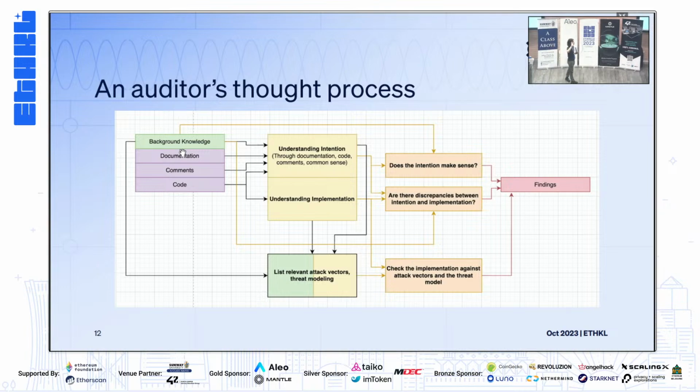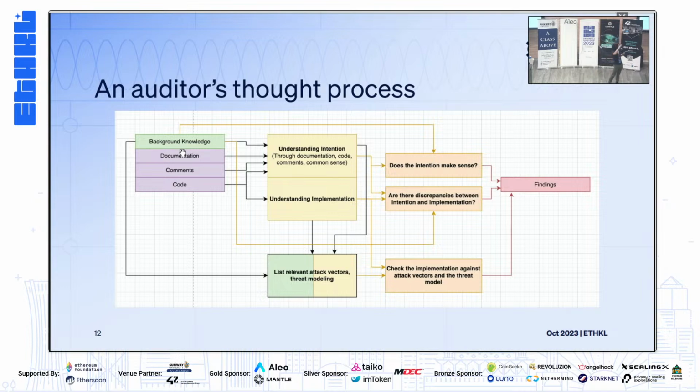Auditors try to do three things when they're assessing a project. They want to understand the intention of the project. They want to understand the implementation, right? And also, from their background knowledge, they know some of the past attack vectors or common errors that they've seen. So they have a list of relevant attack vectors and threat modeling going on. These are the three things they do in parallel. The ones I painted yellow are affected by the user's or project's input: their documentation, their comments, their code quality.